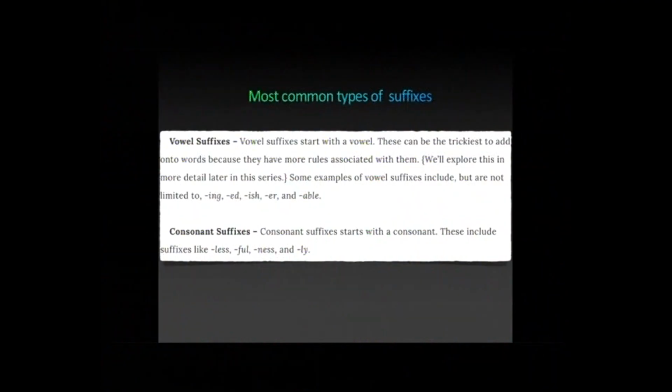Consonant suffixes start with a consonant. These include suffixes like less, full, ness and ly, as in successfully, privately. So consonant suffixes start with a consonant, and vowel suffixes start with a vowel. Now a few examples of noun and verb suffixes.